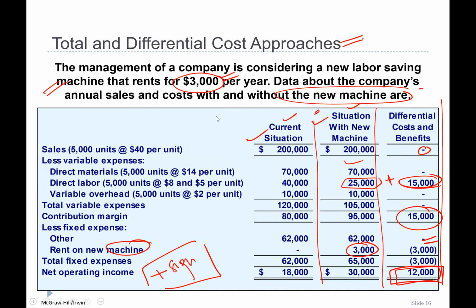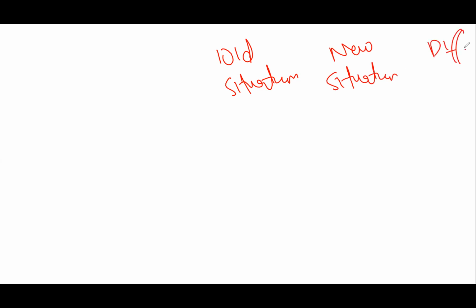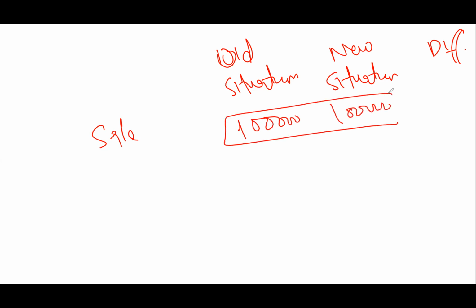So in simple sense, if we want to understand the application of relevant cost in decision making, just remember that you need to find out the old situation, new situation, and then the difference. So those costs that remain the same, for example, sales, these are unavoidable costs or similar costs, which result in 0 difference, and we call that irrelevant, right?